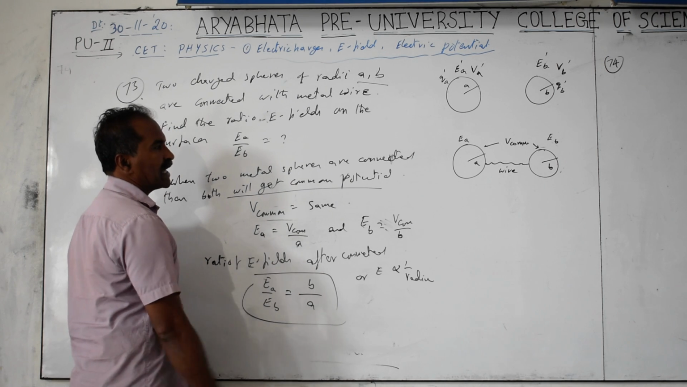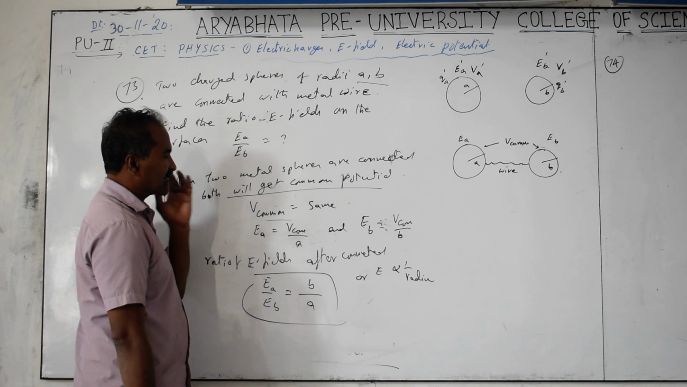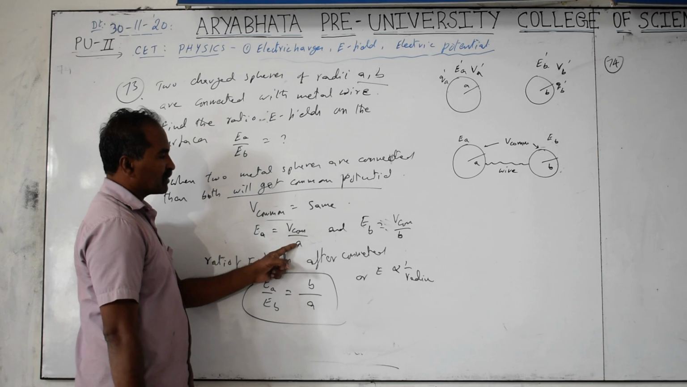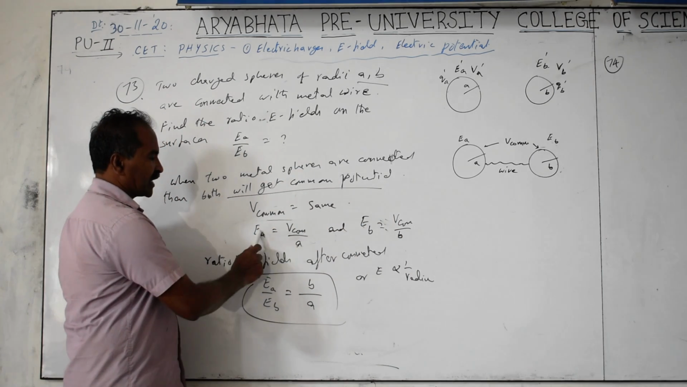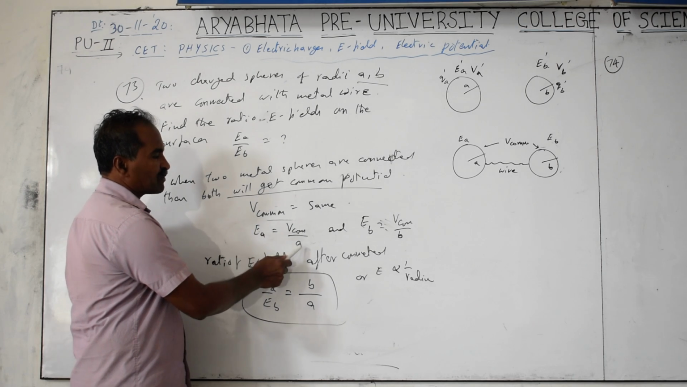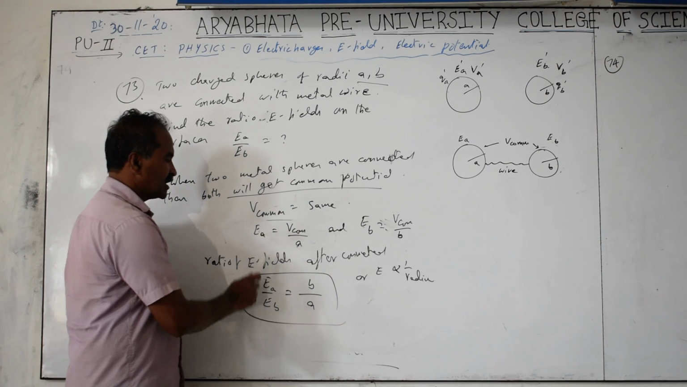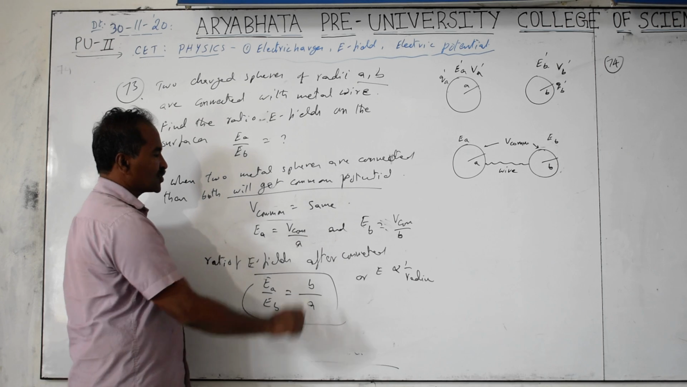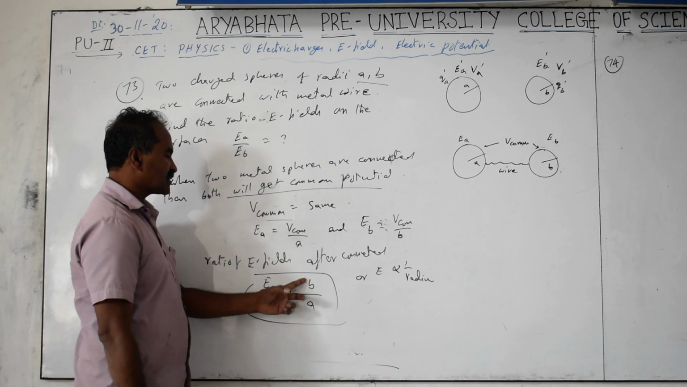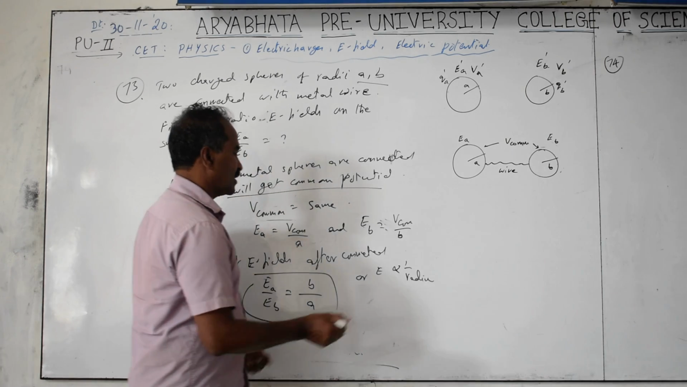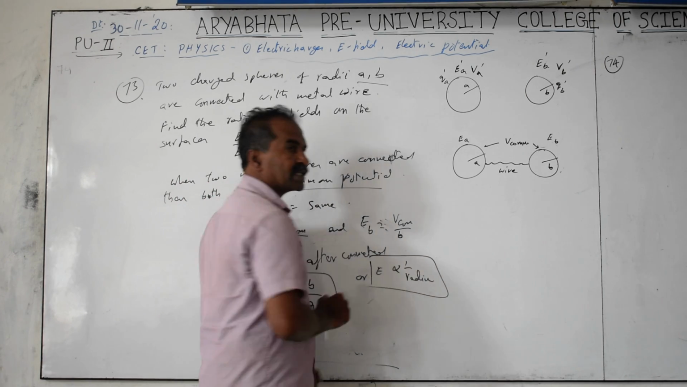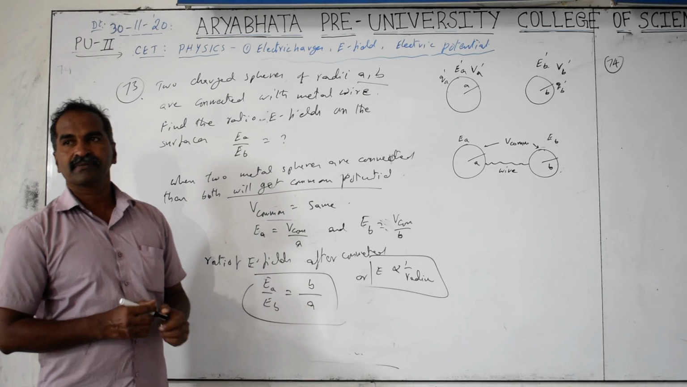So E equal to V by R is the relation we have. For the first sphere, E_A equals V common by A. For the second sphere, E_B equals V common by B. If you take the ratio of these, electric field is inversely proportional to radius, because V is constant. So E is proportional to 1 by R. The ratio of E_A and E_B will be B by A, the reverse ratio of the radii. Electric field is inversely proportional to radius if V is constant.